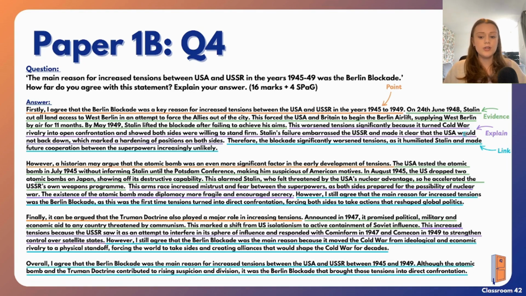And then finally, we've got our conclusion. This, again, as I said, shouldn't be a surprise to the examiner. It should just reiterate and sum up what you've already said, so they finish reading your answer knowing exactly where you stand. So overall, I agree that the Berlin blockade was the main reason for increased tensions between the USA and the USSR. You could also mention your factors, so you can say, although the atomic bomb and the Truman Doctrine contributed, it was the Berlin blockade that brought these tensions into direct confrontation. So we're just reiterating that, although the other factors were also important, the main reason was the Berlin blockade.